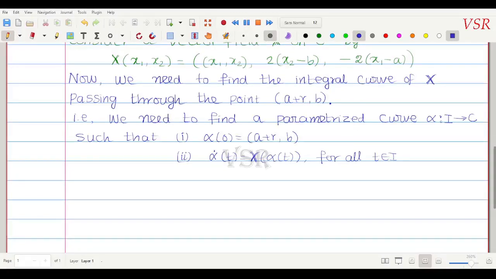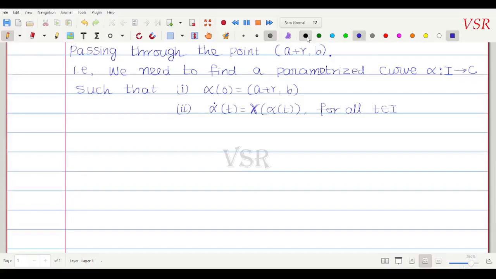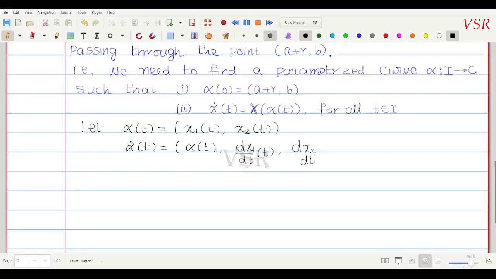Okay, now I am going to calculate this. Alpha of t is what I need to find. I take it to be x1 of t comma x2 of t. Then what is alpha dot of t? This is equal to alpha of t comma dx1 by dt at the point t comma dx2 by dt at the point t.